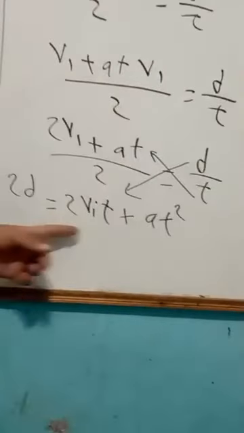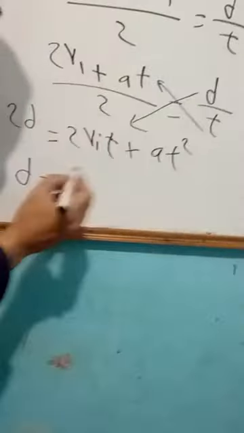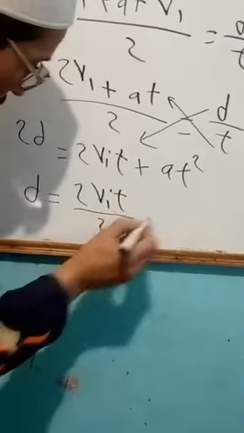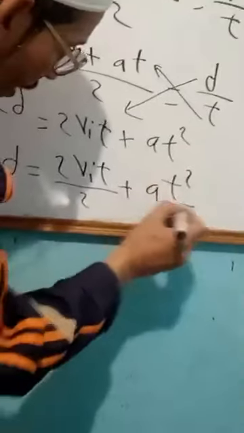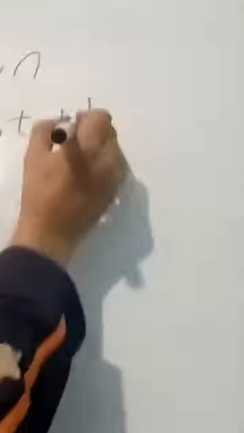By dividing by 2, 2d over 2 equals d, and on this side, 2Vi t over 2 plus at squared over 2. 2 divided by 2 equals 1, so we can write the equation as d equals Vi t plus half a t squared. This is the second equation of motion.